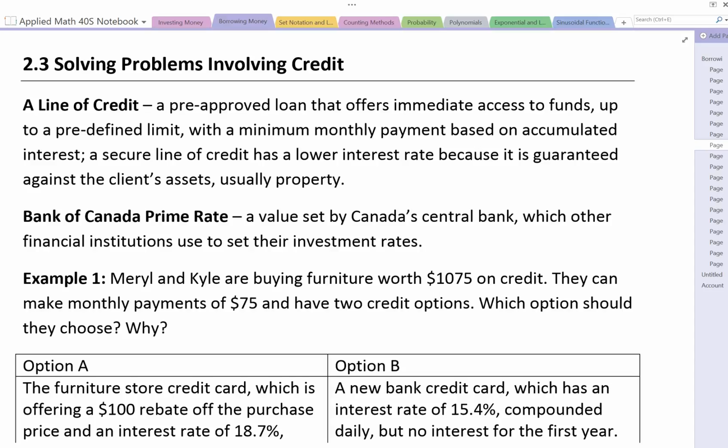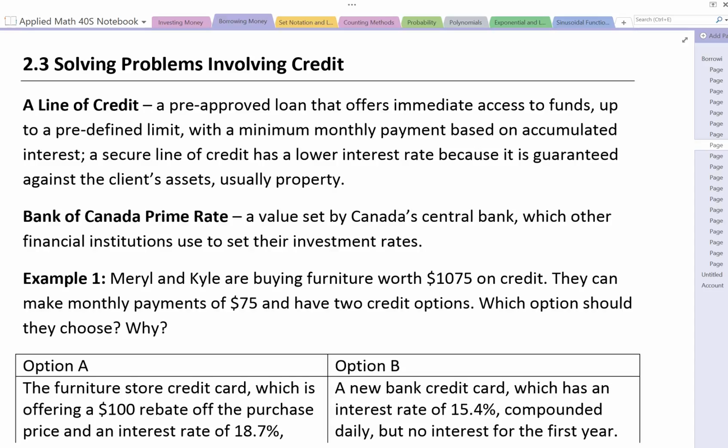So what is a line of credit? It's a pre-approved loan that offers immediate access to funds up to a predefined limit, with a minimum monthly payment based on accumulated interest. A secure line of credit has a lower interest rate because it is guaranteed against the client's assets, usually property. So if you can get a line of credit for, let's say, $1,000, that means you have $1,000 that you can use whenever you need. But you need to pay that back, and you pay it back similarly to the way you would pay back a loan or a credit card.